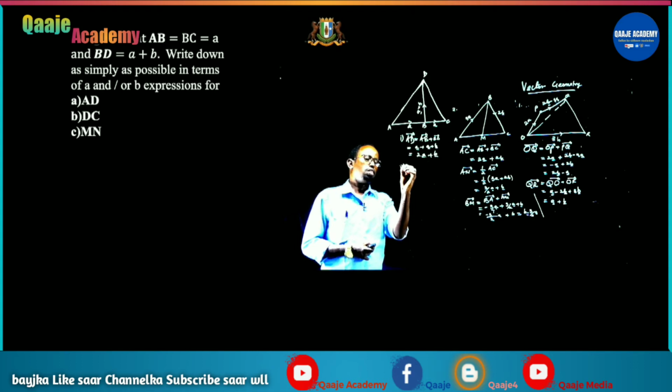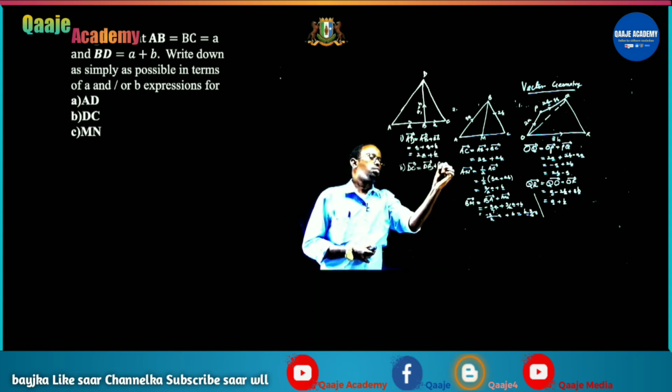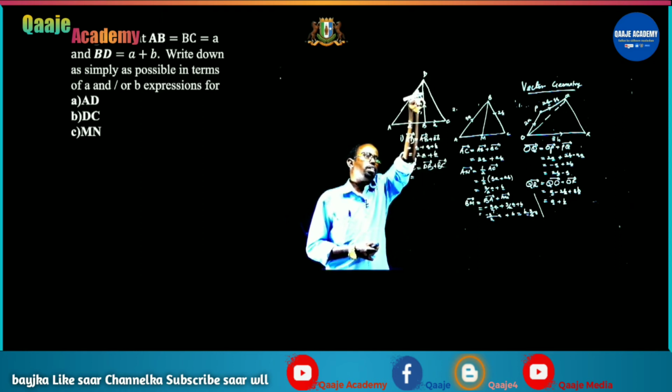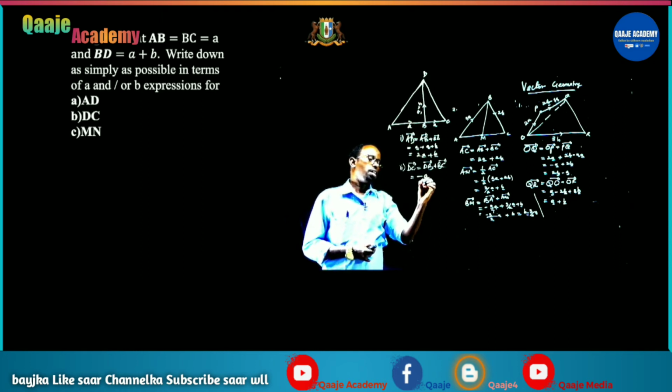DC. DC is this side. So DC will be equal to DB plus BC. So DB is, you multiply this one by negative. So this will be minus A minus B. And then you add plus A. Therefore you get minus A plus A is 0. The answer remains minus B.